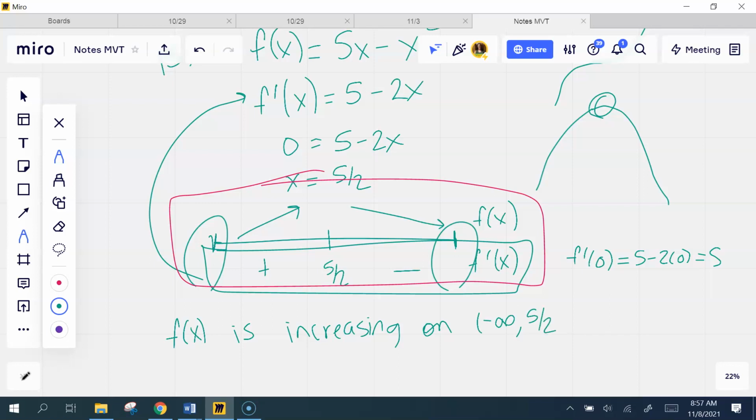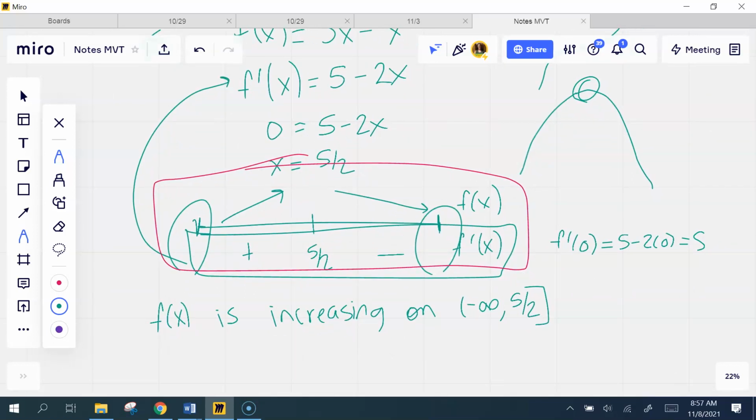Should it be a bracket or should it be a parenthesis? Remember, the derivative is exclusive. The function is inclusive. We're talking about the function now because that's what they asked us to do, is look at the function. So f of x is increasing on this because the derivative is greater than 0 on, and you can say the interval again, or you can just say on this interval, or anything of the sort.